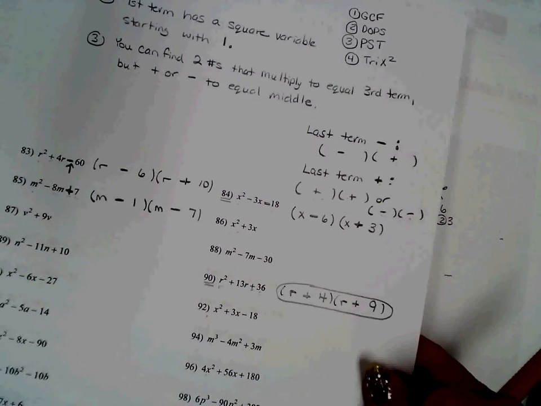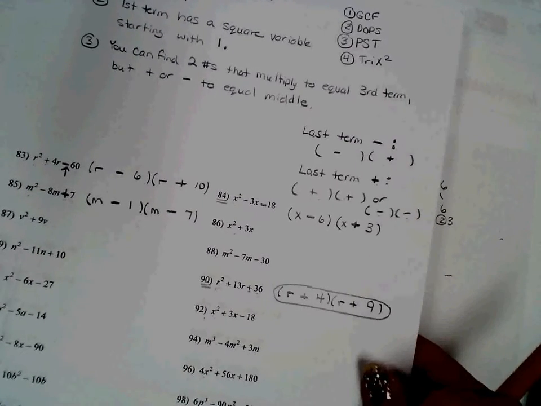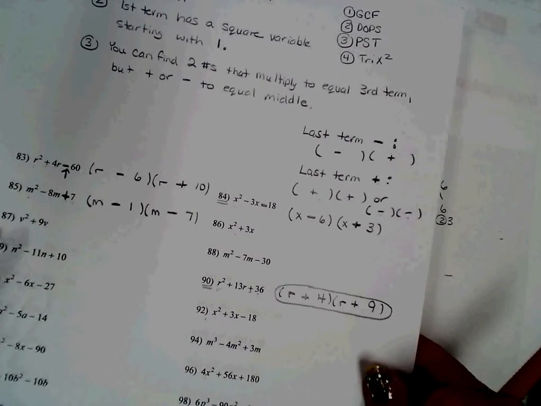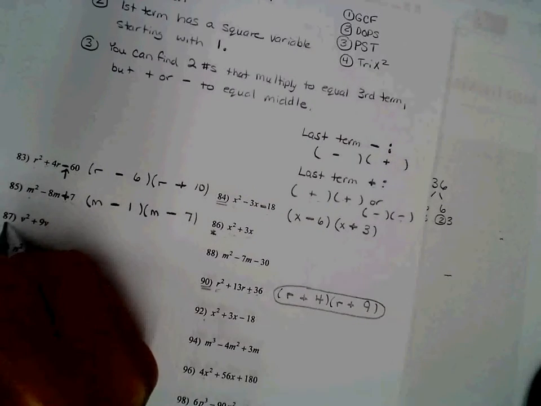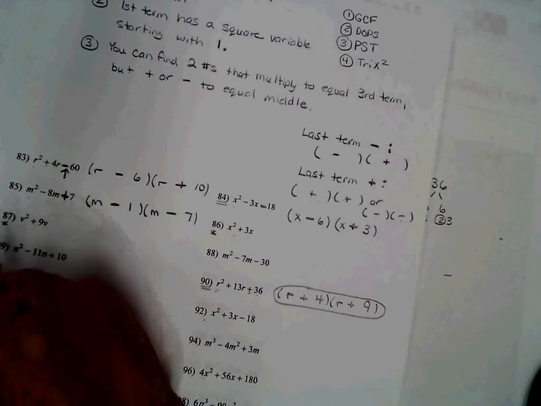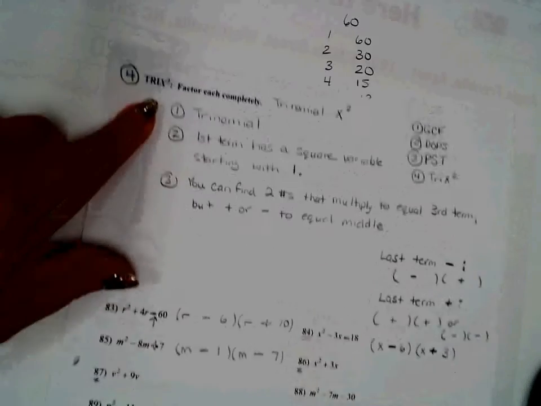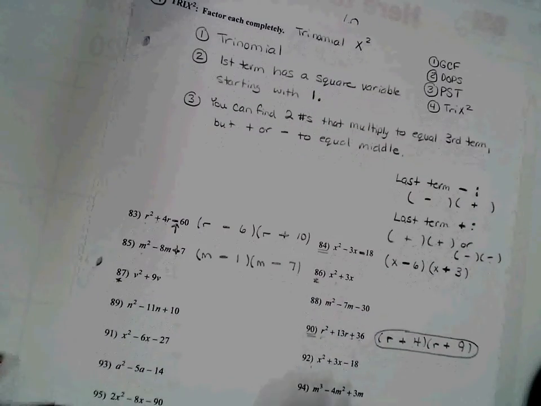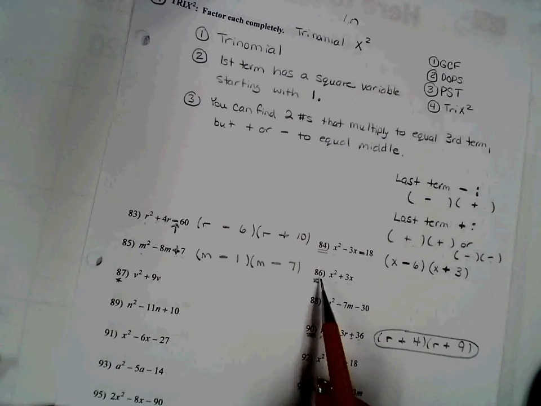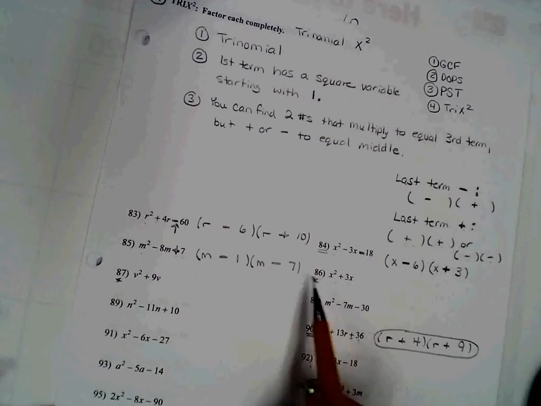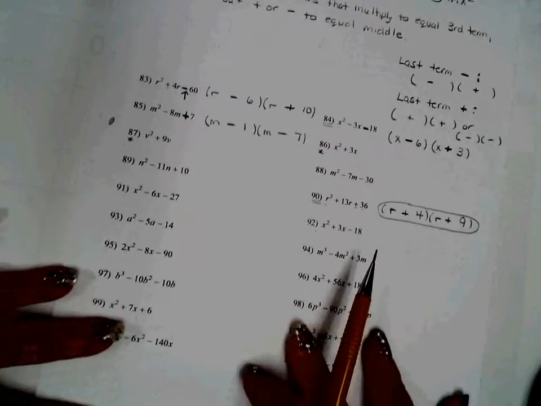Okay. Now I want to do some where you have to pull out a GCF. Now, I'm not going to do them. I want you to do them on your own. But these two right here, 86 and 87, aren't trinomials. They don't have three pieces. They are just GCF. So do these two by GCF. I accidentally let them sneak in the wrong section. So these two are just GCF. And I'm not going to do them. I'm going to leave you to do them on your own.